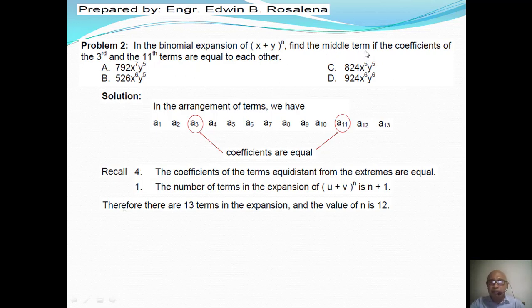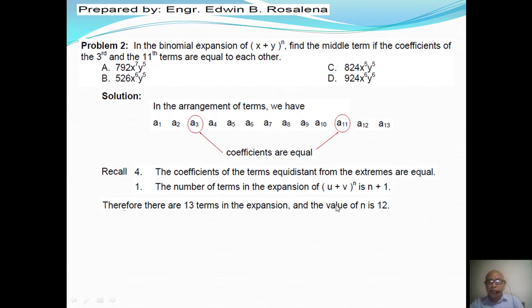Tapos, ano yung hinahanap natin? Find the middle term. So, kung tingnan nyo dyan, saan yung middle term natin? No? Saan yung middle term natin dyan? So, di ba nandito yan? So, the middle term is the 7th term. No? So, A7. So, we have now R equal to 7.